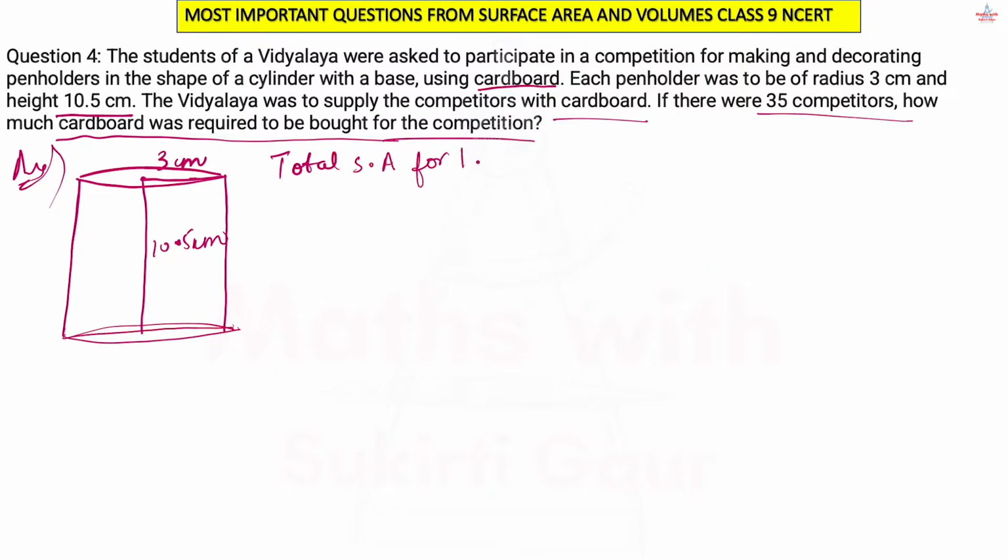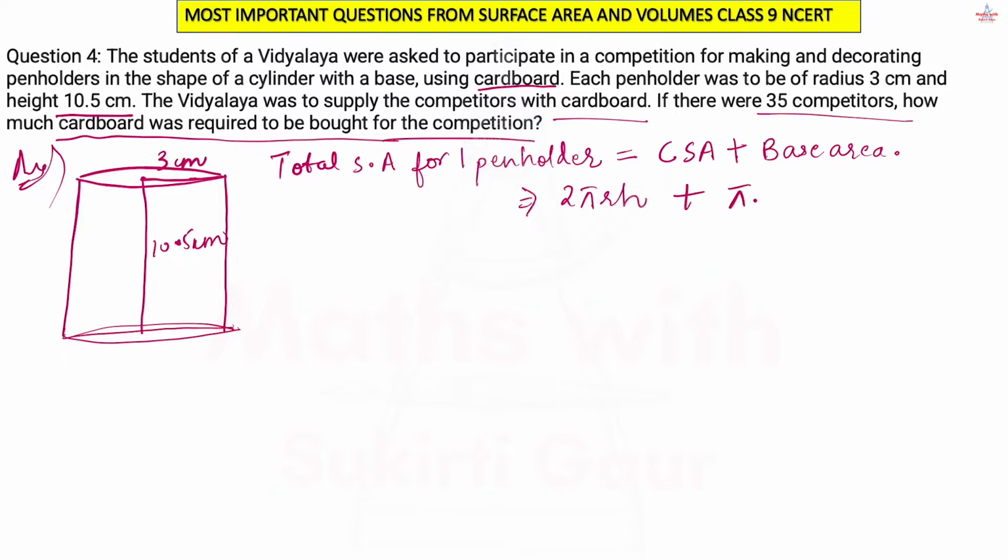for one pen holder? Now, do we have this in our mind that here the pen holder does not have a top? It is in the cylindrical shape. It has only curved surface area plus one base area. So CSA is 2 pi RH of a cylinder, plus base area will be, base is circular.